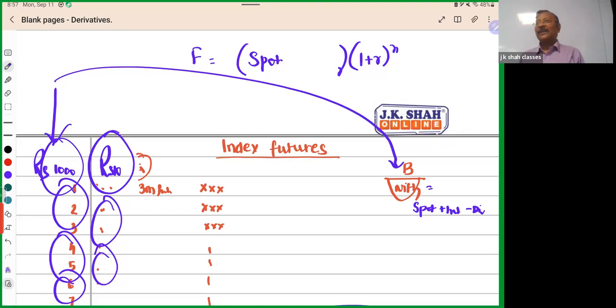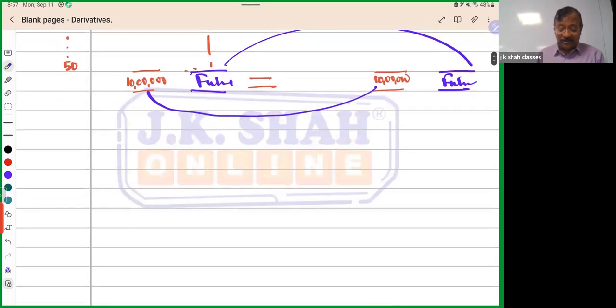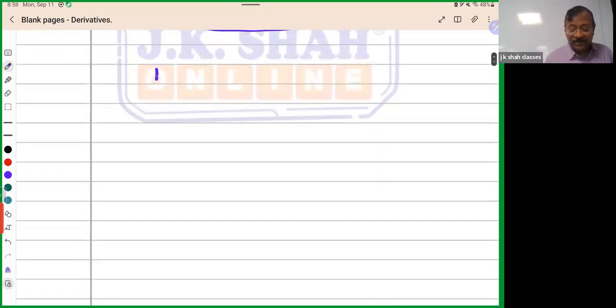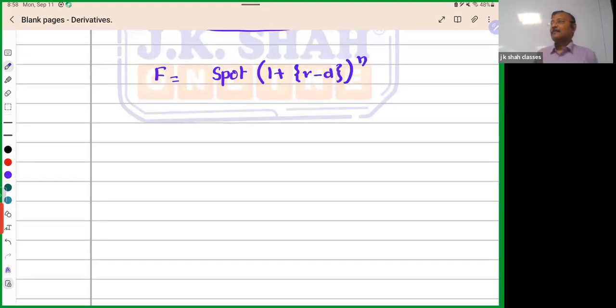Right? So what we can do is we can calculate the dividend yield and adjust it from R, which means, can I now express this as one plus Rn? Now I am saying no, not R, R minus D. Acha, now I'll get to this logic again. Now suppose it was continuous compounding.